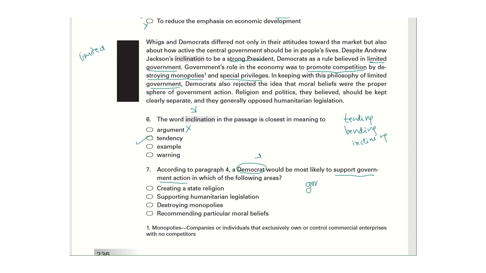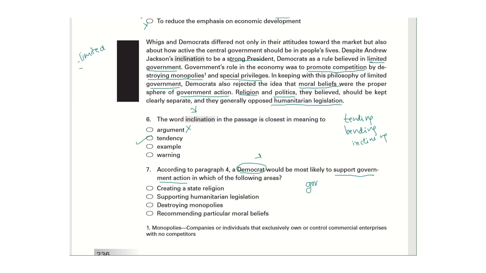Democrat also rejected the idea that moral beliefs were the proper sphere of government action. Oh, so अब ये morality भी आ गया. Moral beliefs were the proper, मतलब moral immoral से कुछ नहीं होता, आपको काम ठीक से करना चाहिए. Religion and politics they believed should be kept clearly separate. अच्छा, तो religion और politics को अलग रखो. And they generally opposed humanitarian legislation. तो they were saying that, you know, एक तो limited government होना चाहिए और उनको also rejected the idea of moral beliefs, that religion and politics should be separate.